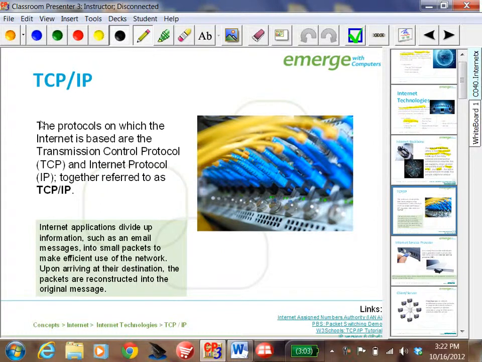Okay, so everything is protocols on the internet. So when one computer talks to another computer, it does so through a protocol. The main protocols on the internet are IP, that's the internet protocol, and TCP, okay, that's the transmission control protocol.